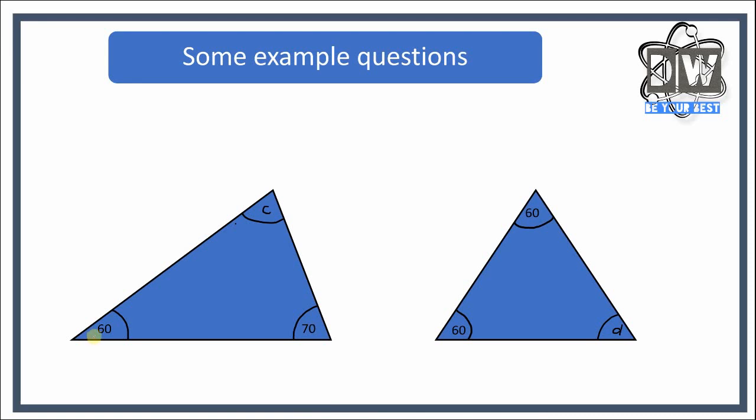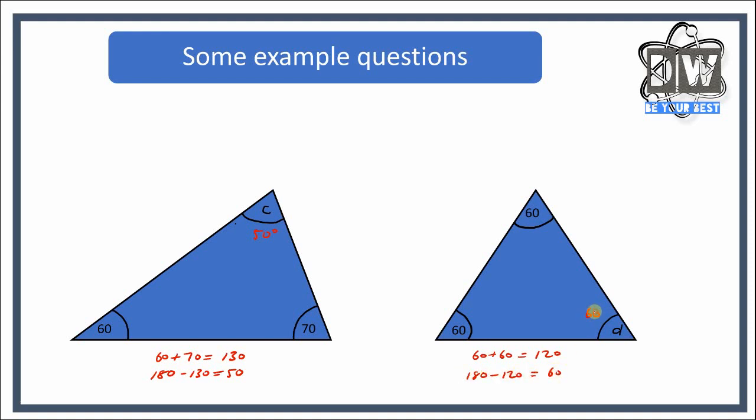All right, so here we go. We've got 60 plus 70, and that gives me my 130. 180, take away 130, and that gives me 50. So I can say that C equals 50. On these ones, I'm going to add my 60 plus 60 together, and that's going to give me 120. 180, take away 120, and that's going to give me 60.